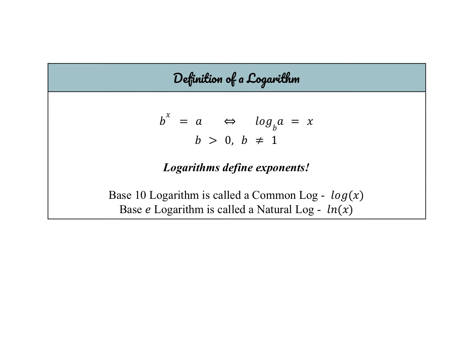Two special logarithms have their own notation. A base 10 logarithm, we call it a common log. We typically don't write the base 10. So if you ever see the log without a base, it is a base 10 or common log. And then a base e logarithm, we call a natural log. We write it like this, ln of x. We still read it natural log, but it's important to know it's just a base e logarithm.